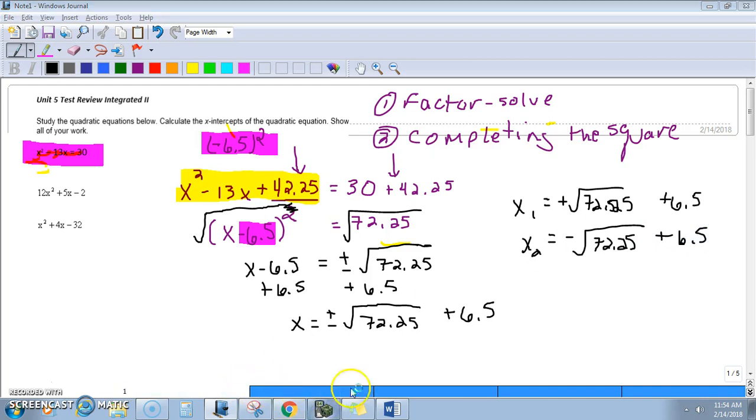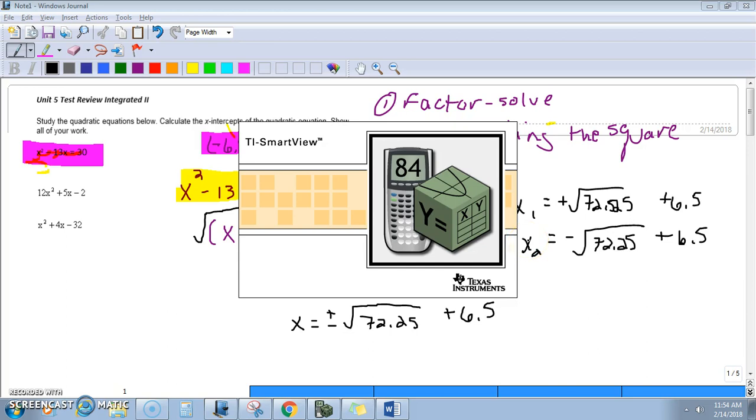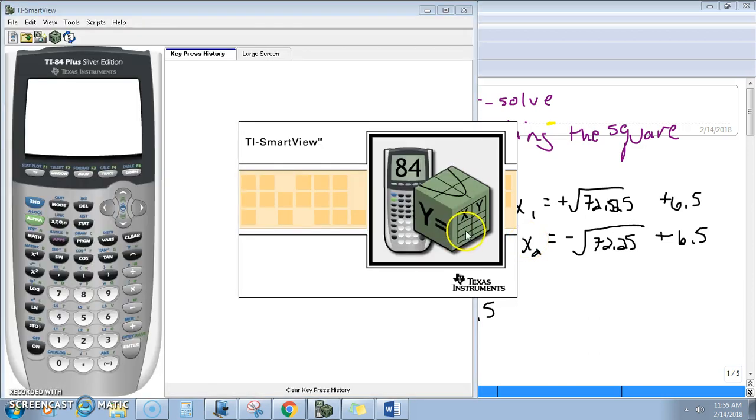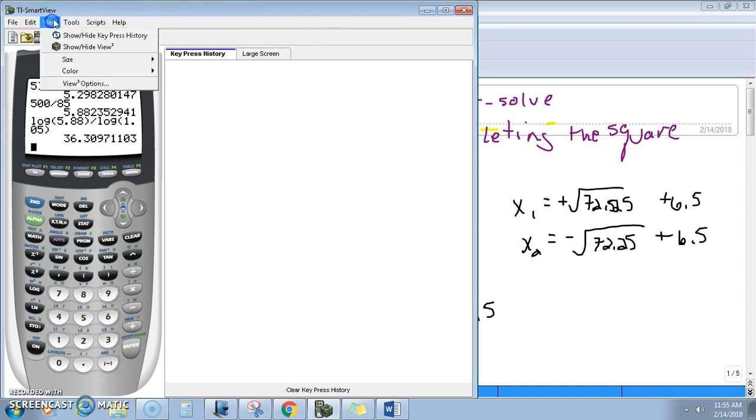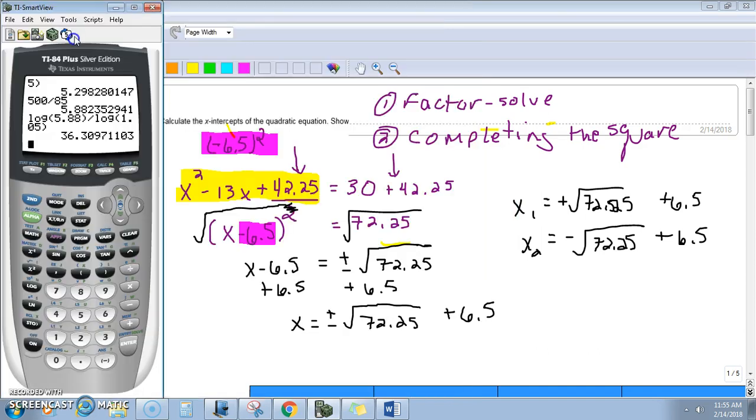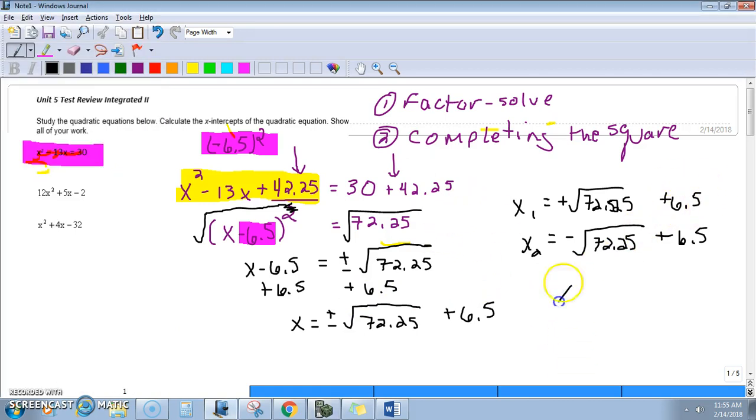So let's use the calculator and figure out what numbers those actually are. You can leave it just like this. That's perfectly fine. I happen to know that this one's factorable, so we should get some good answers. In my calculator, I'm going to put second squared root, 72.25, parenthesis, and then add 6.5, and I get 15. So x1 is the same as if I just had written 15.